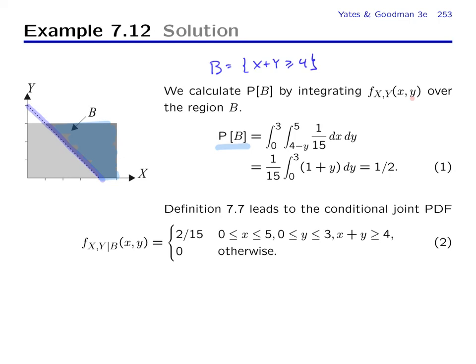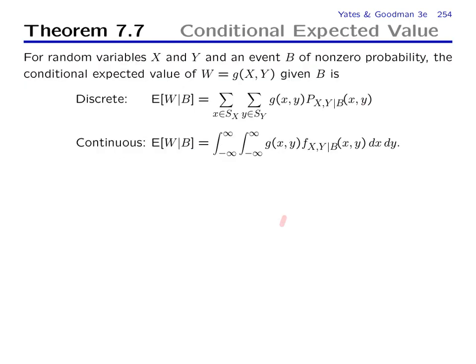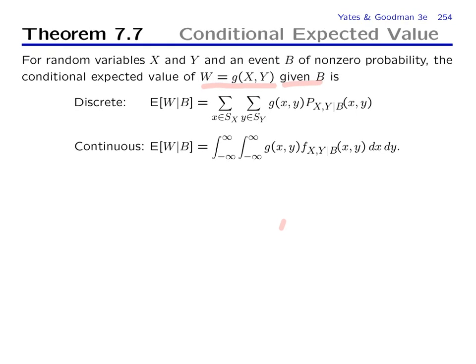When W is a function of both X and Y, we can again define the expected value of W. In this case, the expected value of W given the event B is calculated exactly the same way as we did the calculation of the expected value of W before, but instead of using the ordinary PMF or PDF, we use the conditional PMF or conditional PDF.